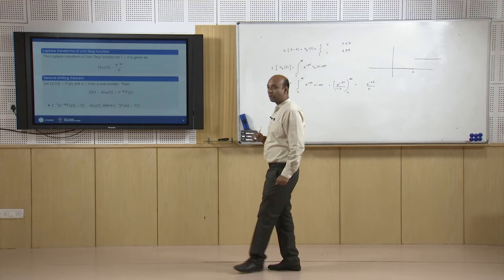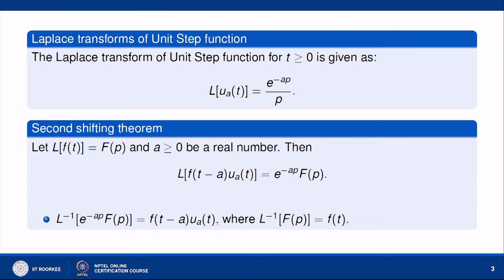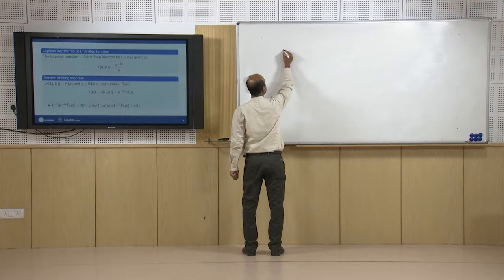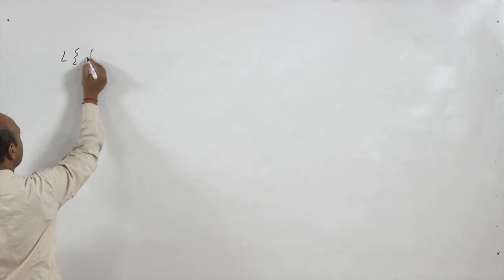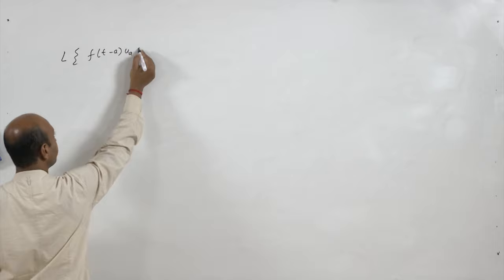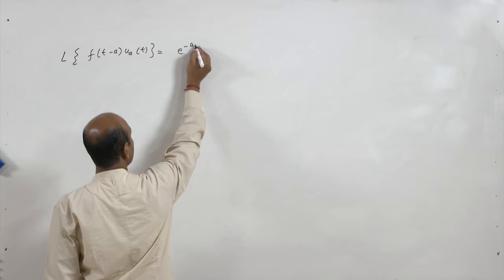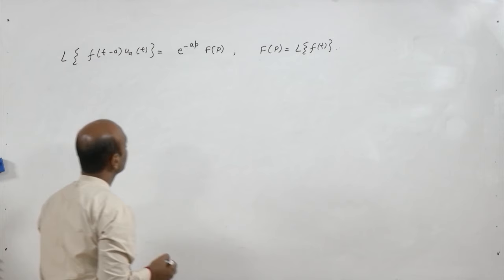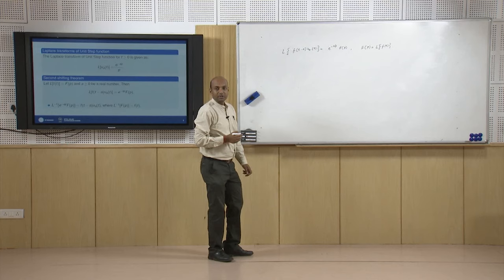Now, the second shifting property. It states that if the Laplace transform of f(t) is F(p), then the Laplace transform of f(t minus a) into u_a(t) is nothing but e to the power minus a p into F(p). So, what is this property basically? Laplace transform of f(t minus a) u_a(t) is nothing but e to the power minus a p into F(p), where F(p) is the Laplace transform of f(t). This property is called the second shifting property.